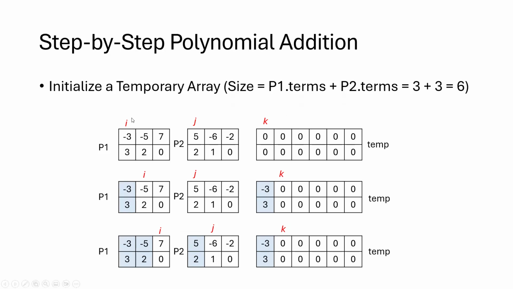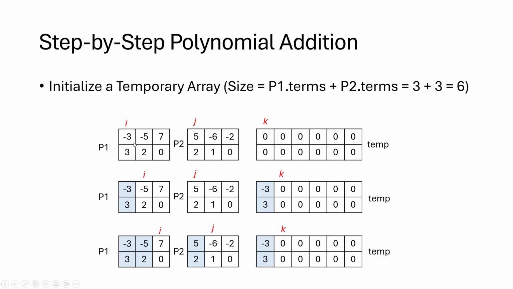Now we will take three markers. The first marker will point to the first term in my polynomial 1. That is my I marker. There is the J marker, which points to the first term in P2, and K will point to the first term in my temporary storage where I will store the summation. So we will compare the exponent pointed by I and the exponent pointed by J. If they are not the same, that means addition is not possible.